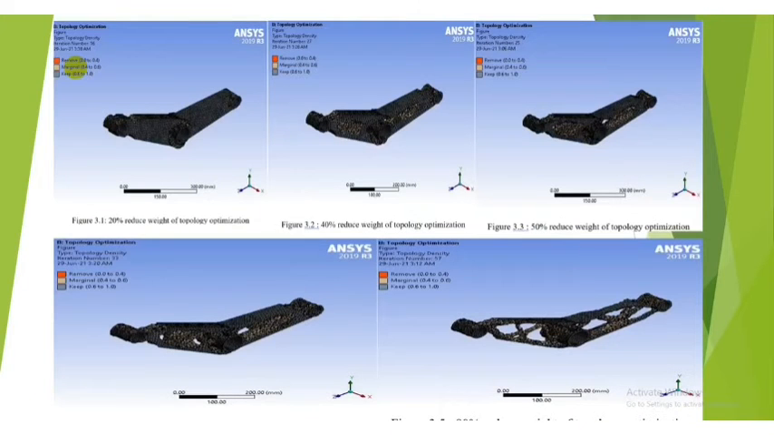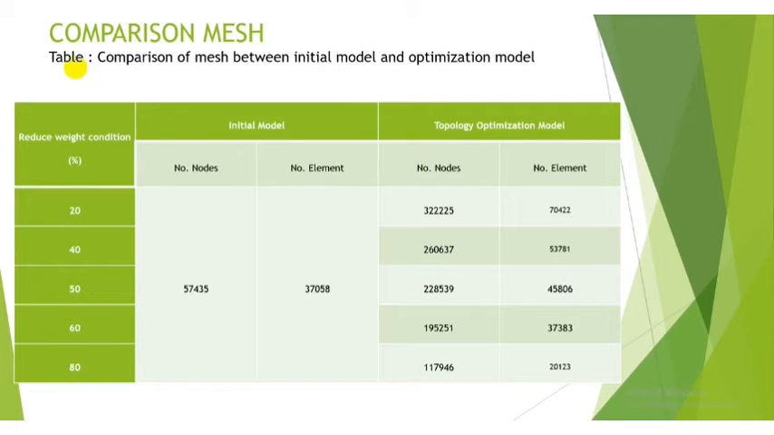Second, we go for the comparison mesh. For the comparison between internal model and optimization model, we have the reducing weight condition, and we have the internal model and the topology optimization model. As you can see, we have our number of nodes and our number of elements. For the first four, which are 20, 40, 50, 60%, we are increasing our elements, but for 80 we are reducing our elements.